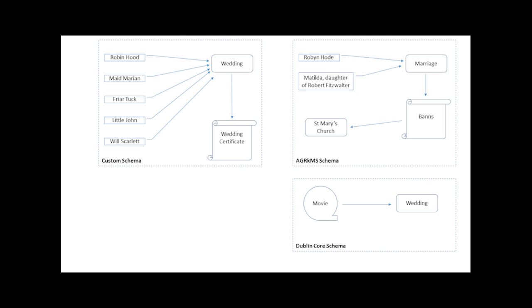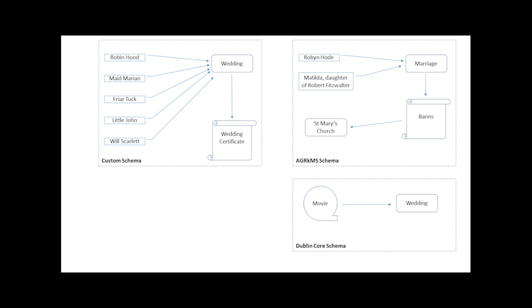I've picked Robin Hood as an example. So I've got Robin Hood and Maid Marian who were married. There was a wedding and a wedding certificate. I actually found the wedding certificate. Friar Tuck and Little John: Friar Tuck officiated. Little John and Will Scarlet were witnesses to the wedding. And I've created a purpose-built custom schema to support all of that.